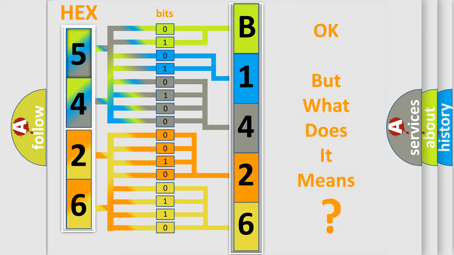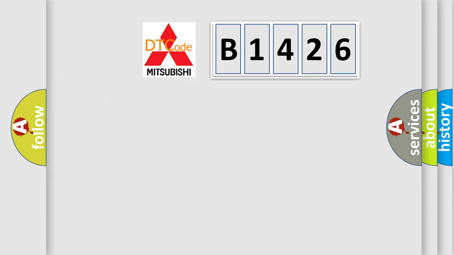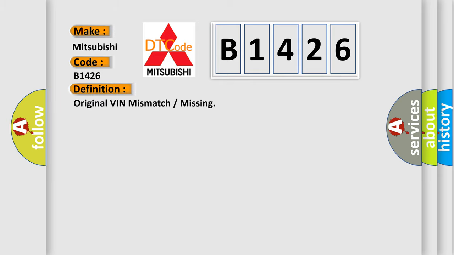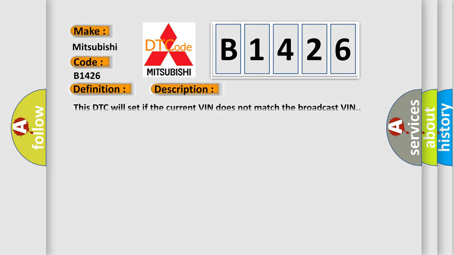The number itself does not make sense to us if we cannot assign information to what it actually expresses. So, what does the Diagnostic Trouble Code B1426 specifically interpret for Mitsubishi? The basic definition is original VIN mismatch or missing. And now this is a short description of this DTC code. This DTC will set if the current VIN does not match the broadcast VIN.